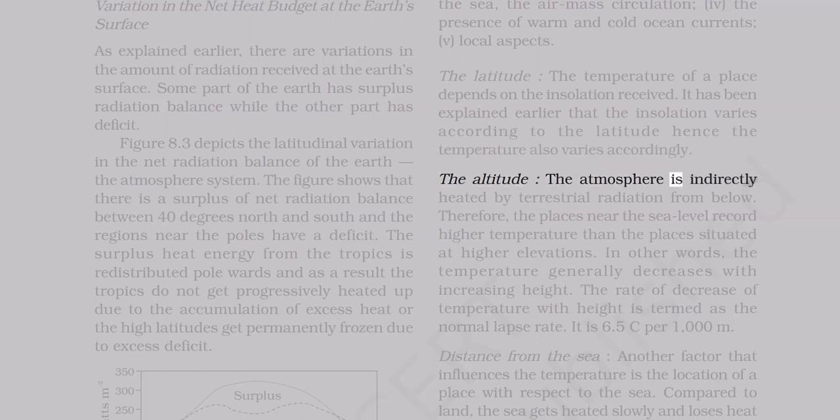Altitude: the atmosphere is indirectly heated by terrestrial radiation from below. Therefore, the places near the sea level record higher temperature than the places situated at higher elevations. In other words, the temperature generally decreases with increasing height. The rate of decrease of temperature with height is termed as the normal lapse rate. It is 6.5 degrees Celsius per 1000 m.